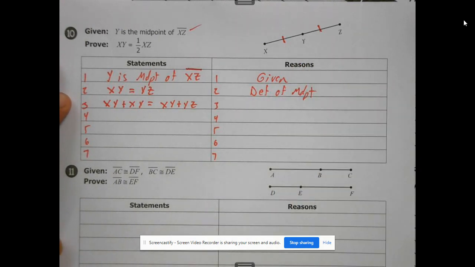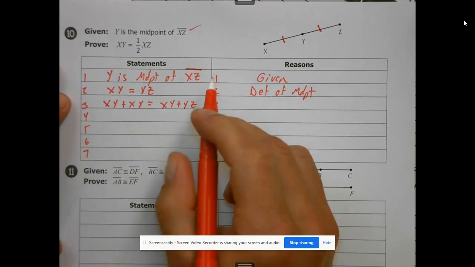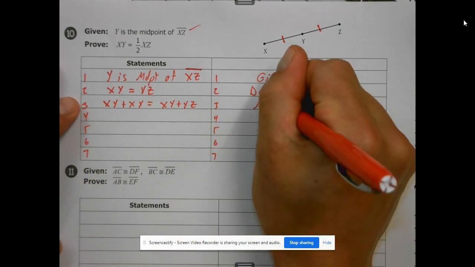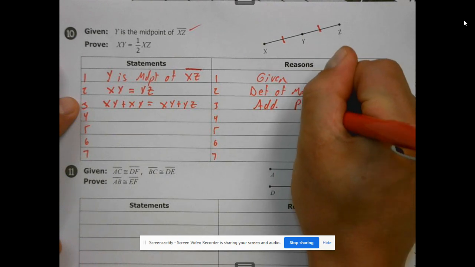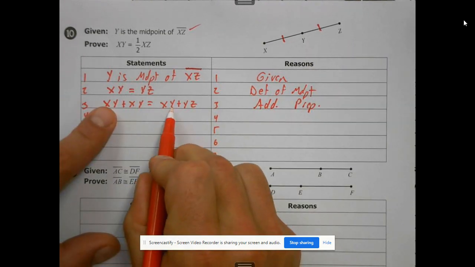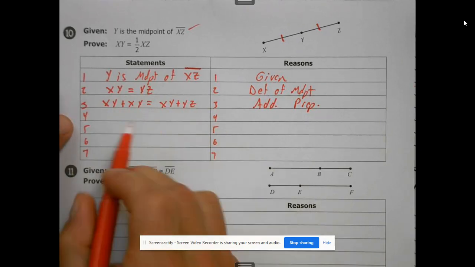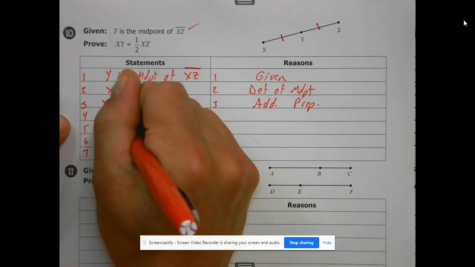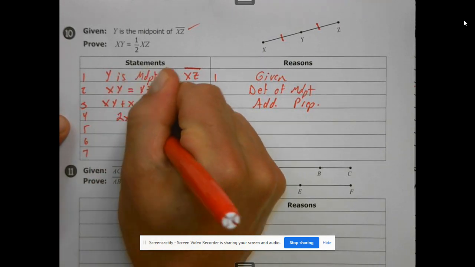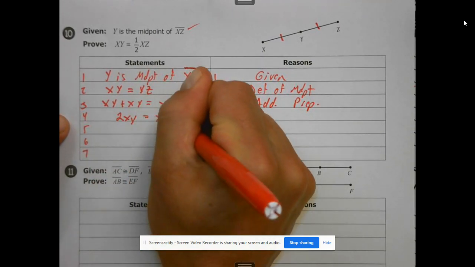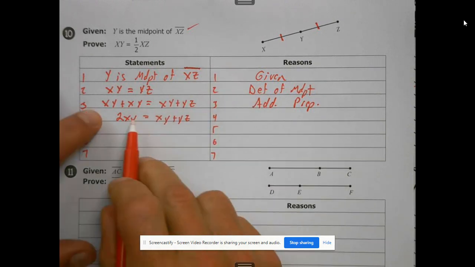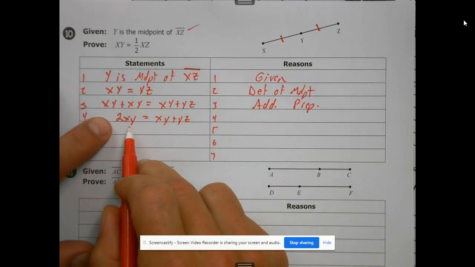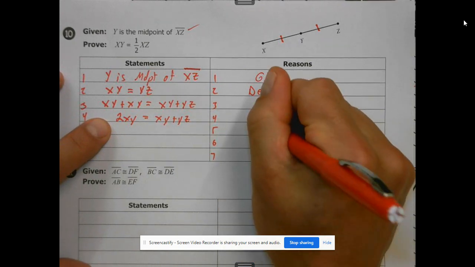Okay. Next step, this is your addition property, sorry. Why? Because I'm adding XY to both sides here, addition property. Now I'm going to simplify. I'm going to combine these two pieces right here. XY plus XY is 2XY. When I combine like terms or replace, that is my substitution property.